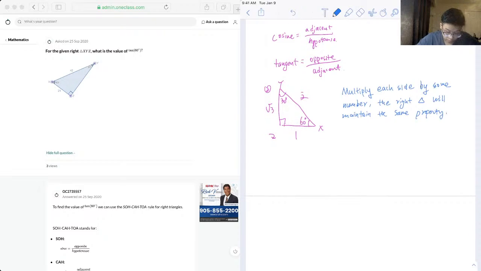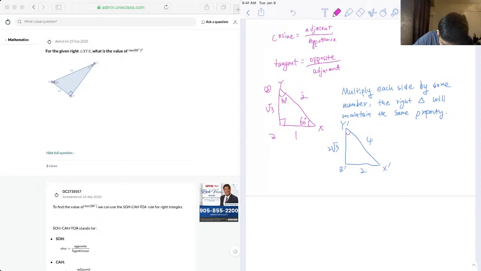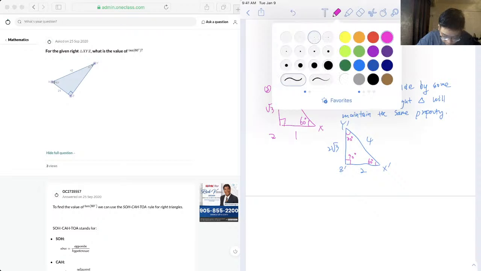Right. So in other words, if we times each side by 2, we'll have 2, 1 times 2 is 2, and 2 times root 3 is 2 root 3. And we call that 1. Yep. And in this case, since we times each side by the same number, in this case 2, we still have the same angles, which here will be 30 degrees, 60 degrees, and 90 degrees, right? So by knowing this, we can move to our actual problem.